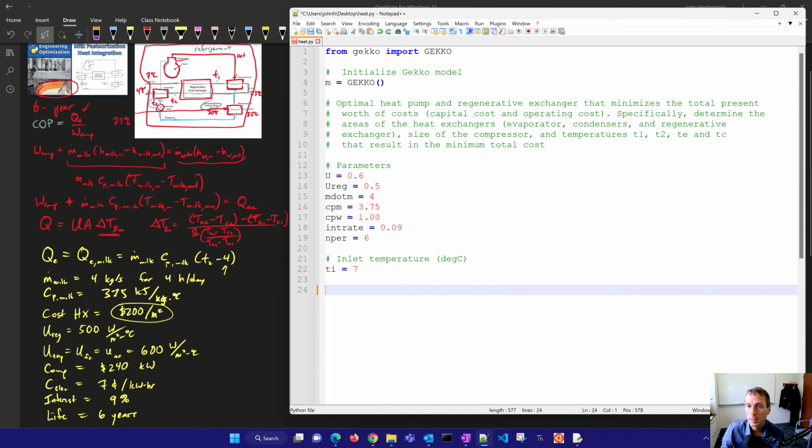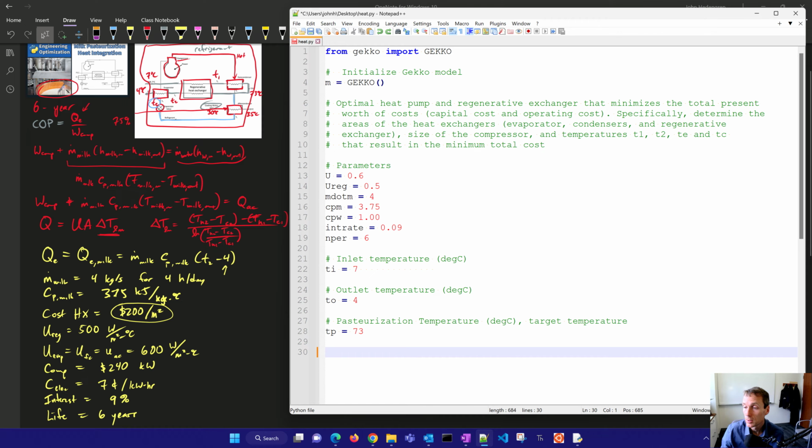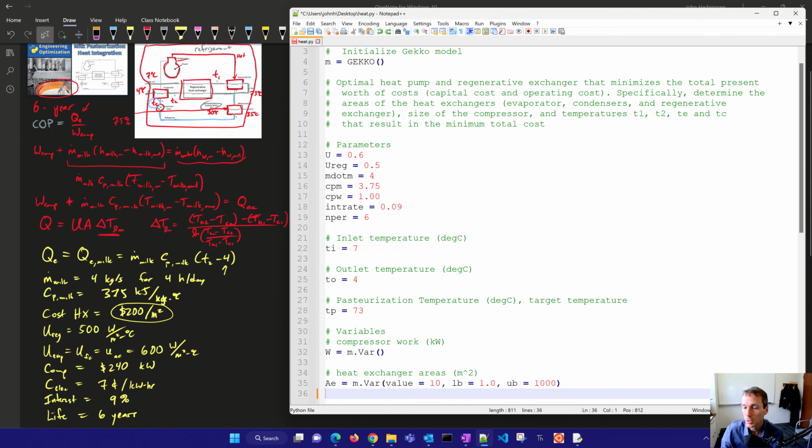All right, there's our inlet temperature for our milk, and there's the outlet temperature for the milk. We have the pasteurization temperature, that's our target temperature we need to get to, 73 degrees Celsius. And then we have our variables. This is the compressor work. So as we have a larger compressor, we're going to pay more for it, and we have that as a variable. We also have the heat exchanger areas.